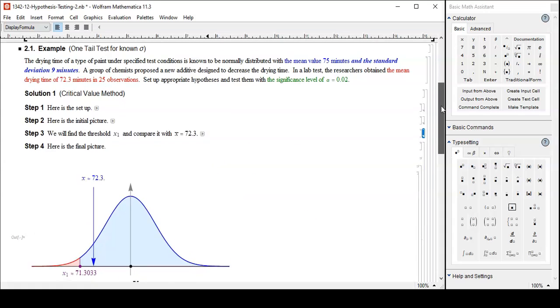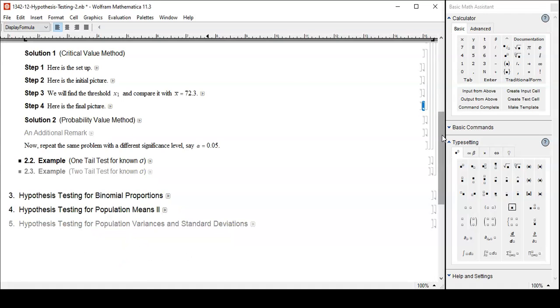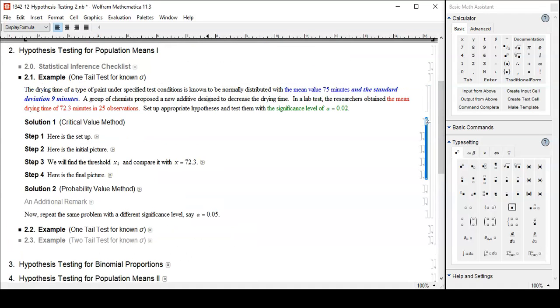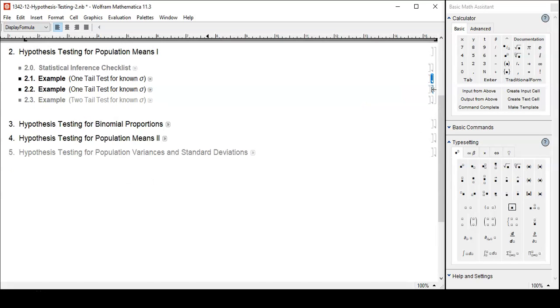Decision-making process is pretty straightforward. Close to the null, null wins. Far away from the null, then null loses. That's basically the idea. So you don't have to worry too much about the decision-making process.